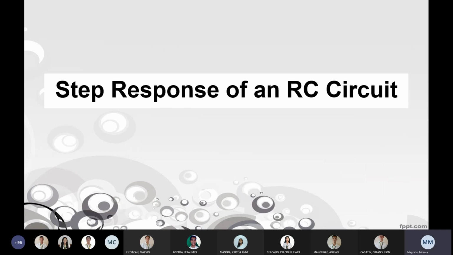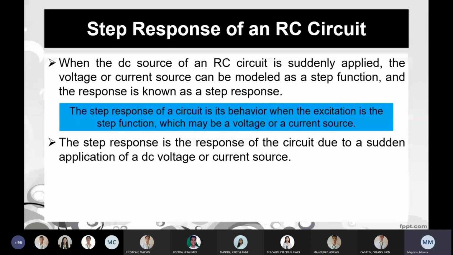So, i-apply naman natin ngayon yung singularity function sa RC tsaka RL circuit. So, punta tayo kay step response of an RC circuit. When the DC source of an RC circuit is suddenly applied, the voltage or current source can be modeled as a step function, and the response is known as a step response.